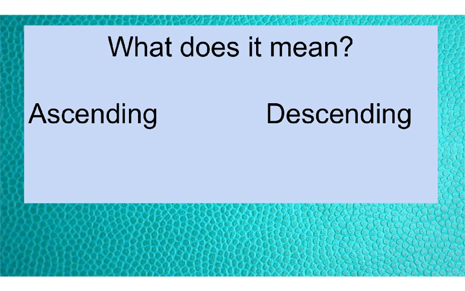But in order to do that, there's a vocabulary we need to know. The difference between ascending and descending. Ascending means you're going up. So that means we're going in order from least to greatest. Descending, whenever I hear that word, I always think of going down. That means I'm going in order from greatest to least.